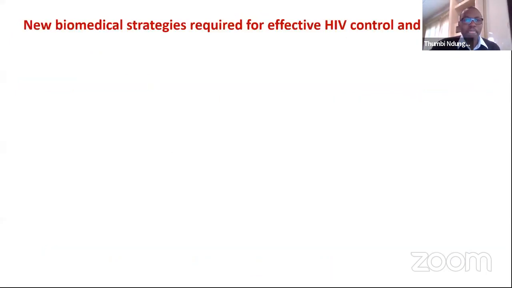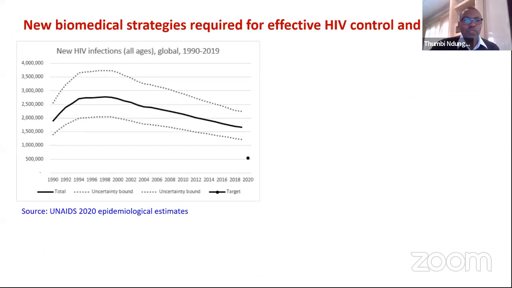So we all know that HIV infections have been going down globally steadily over the last decade. And this is primarily as a result of antiretroviral therapy, the fact that there has been extensive rollout of antiretroviral therapy throughout the world. However, we are going to be missing the 2020 targets for new HIV infections that were set by WHO and UNAIDS.